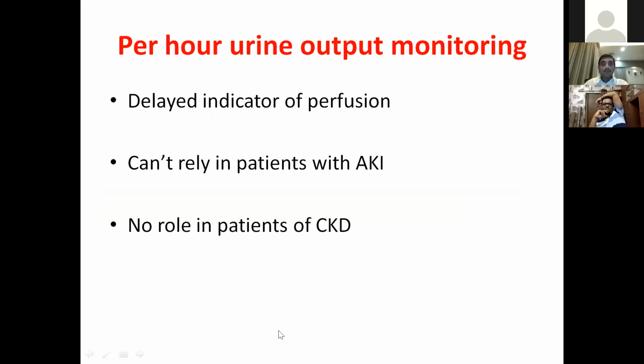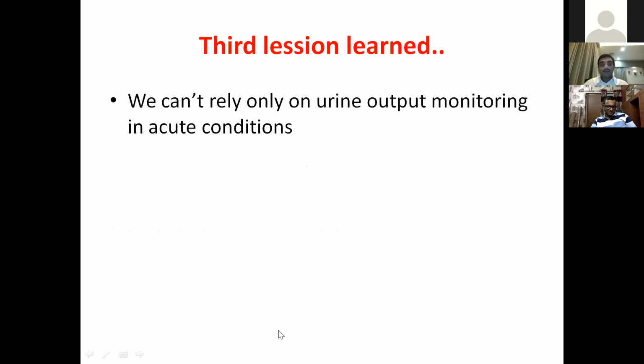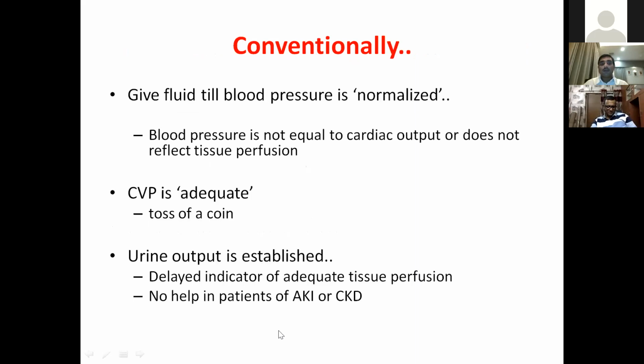What about the third thing, per hour urine output monitoring? Now we know it is a delayed indicator. It is a good marker of perfusion, but a delayed indicator: if the adequacy or inadequacy is right now, it reflects after some time. So we can't rely on it in patients with AKI. We can't rely on it in patients who are on diuretics, and there is no role in patients with CKD. So the third lesson learned: we cannot rely on urine output monitoring.